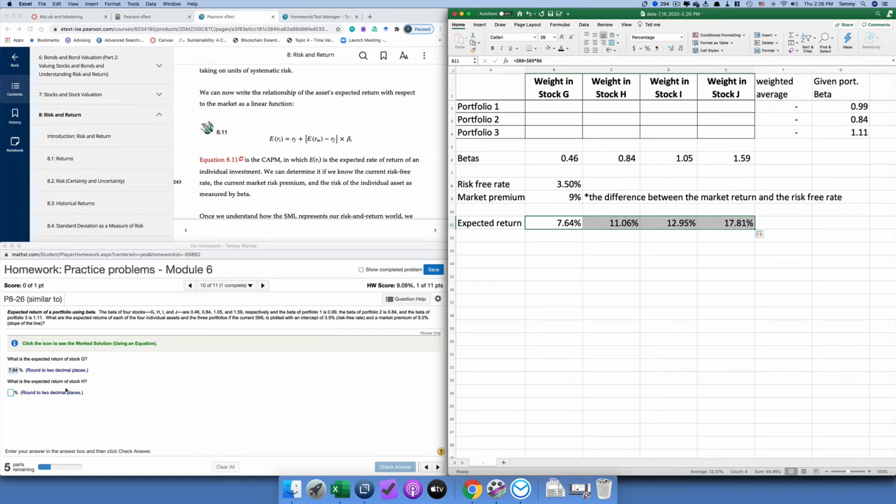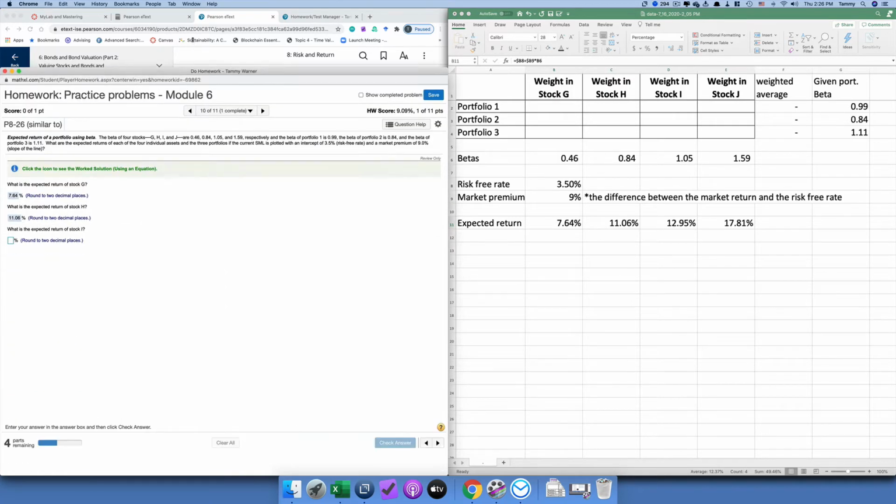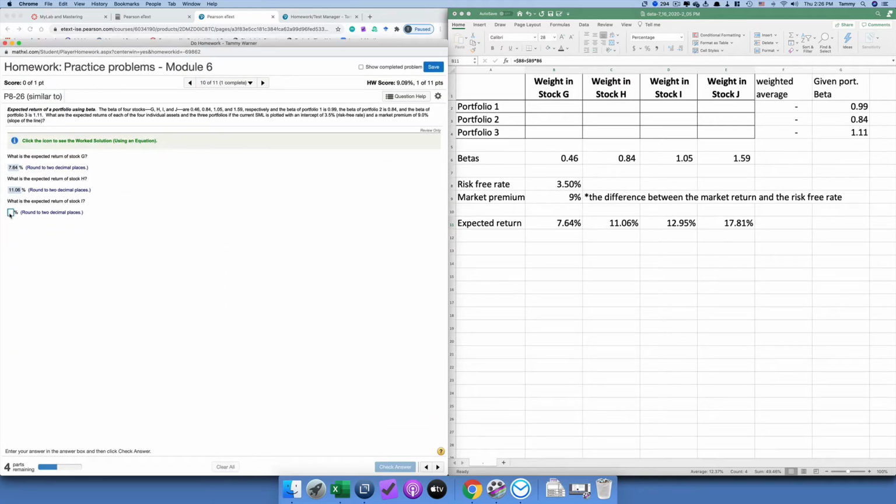All right, so the expected return then of stock H is going to be 11.06. And stock I is going to be, let me make this taller. Stock I is going to be 12.95. And stock J is going to be 17.81. Okay.